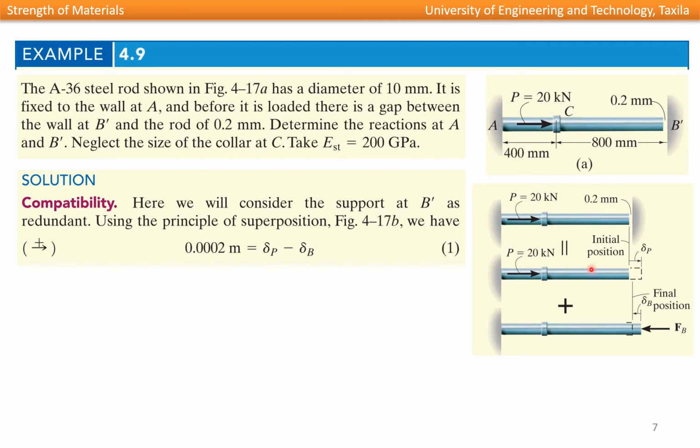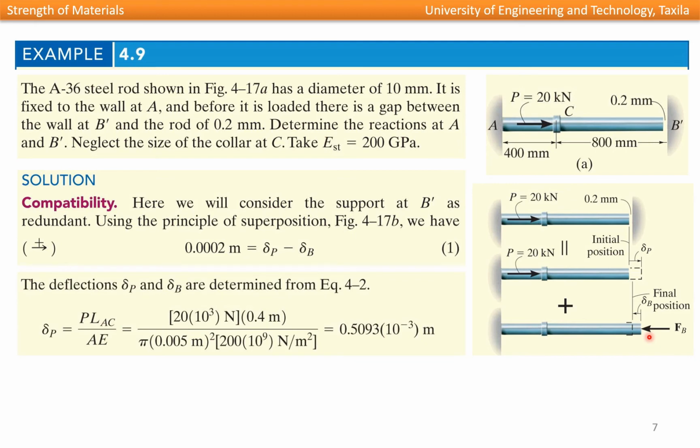So what will happen? This becomes a statically determinate problem. This force will displace this end towards the right by an amount delta P. So this is a displacement due to the applied load. Now, in the next step, apply back the removed redundant force which was at this wall at B prime. When this force is applied back, it will produce a deformation or displacement in the opposite direction, which is equal to delta B.